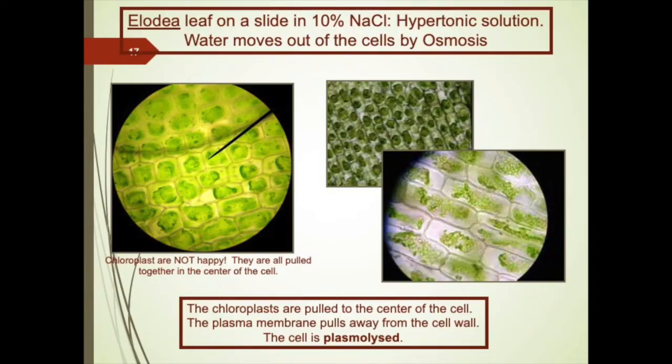Now, if you filled the slide with 10% sodium chloride, this is what happens. The chloroplasts are pulled away from the cell wall, pulled toward the center of the cell. The plasma membrane is pulled away to the center, and this is what's called plasmolysis. And you can compare between the two. You can see differences where the cell walls are on the sides, but everything else is in the center.